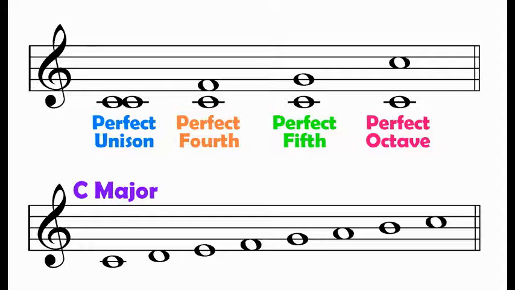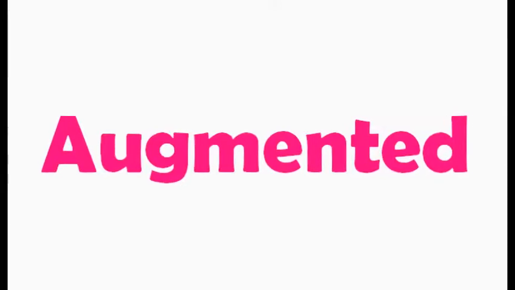If, however, I were to have an F sharp as the top note of my interval, I would have a problem. This F sharp does not fit into my C major scale, so I can't label this as a perfect fourth. If I encounter unisons, fourths, fifths, or octaves that do not fit into my major scale, I label them either as augmented or diminished intervals. Augmented means bigger, while diminished means smaller.